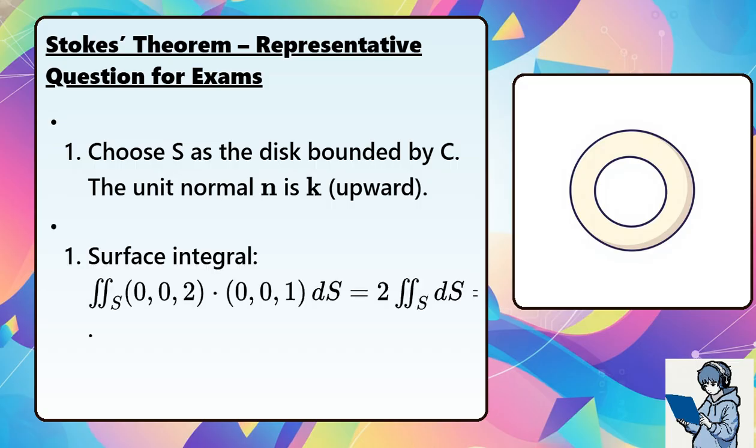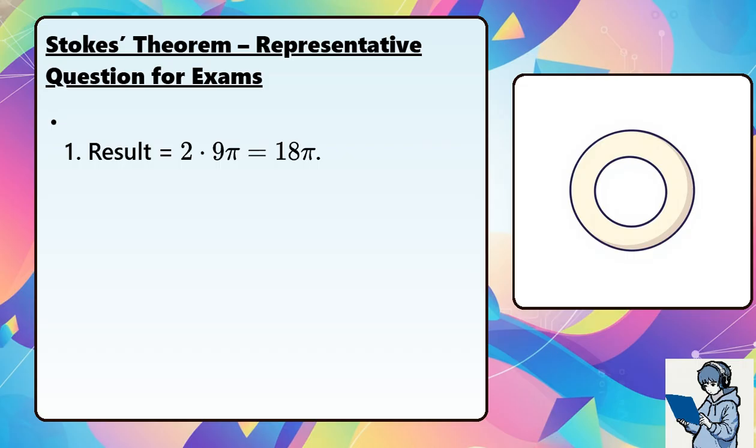Step 3: surface integral. The double integral over S of the dot product of (0, 0, 2) and (0, 0, 1) dS equals 2 times the double integral over S of dS, which is 2 times the area of the disk. Step 4: the area of the disk equals π times r squared, which is π times 9, giving 9π. Step 5: the result is 2 times 9π, which equals 18π. Thus, the line integral equals 18π.